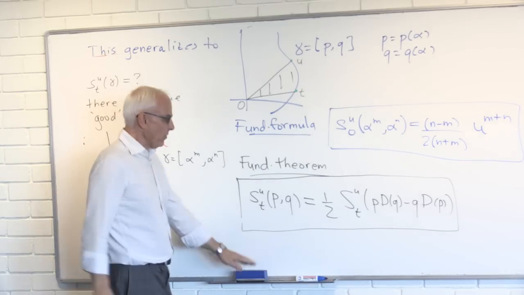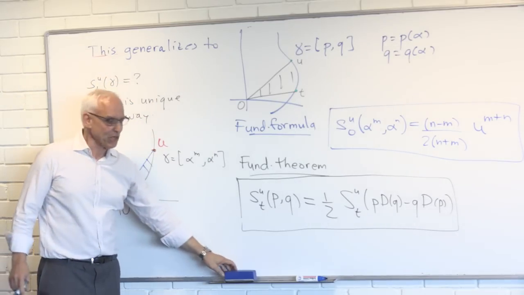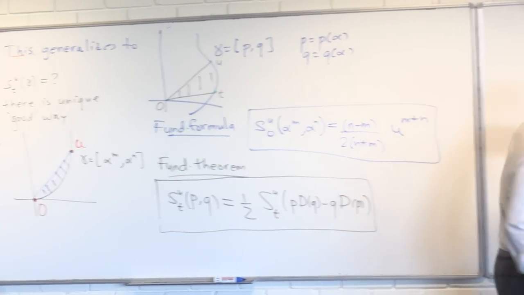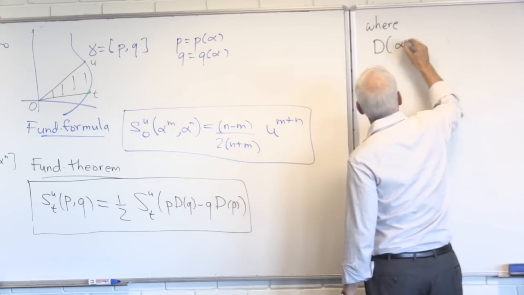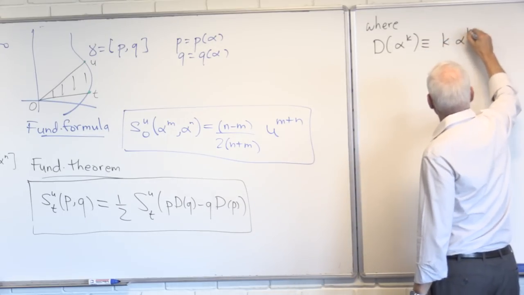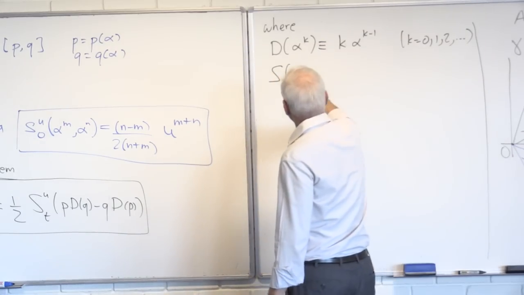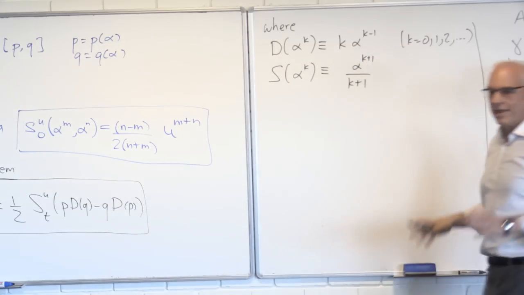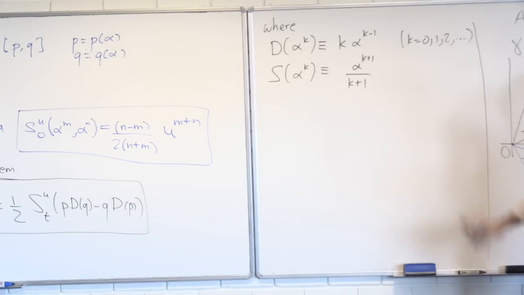So what are S and D? So S and D are purely formal operations that are defined at the level of polynomials and were actually introduced originally, before Leibniz and Newton, by Johann Faulhaber in his work on sums of powers. So we have to explain that the derivative operation is just given by the formula that d of alpha to the k is equal to k times alpha to the k minus 1. So here k is equal to 0, 1, 2, etc. And the integral is given by alpha to the k plus 1 over k plus 1. These are purely algebraically defined things without any reference to either tangents or areas. In fact, that's how Faulhaber did it originally.